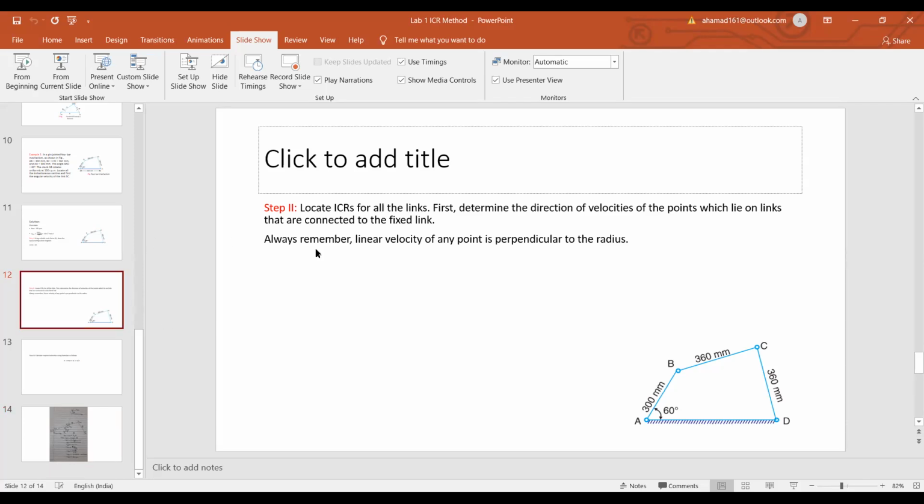For example, see, this is the third step to locate ICRs for all the links. So for that, first determine the direction of velocities of the points which lie on links that are connected to the fixed link.